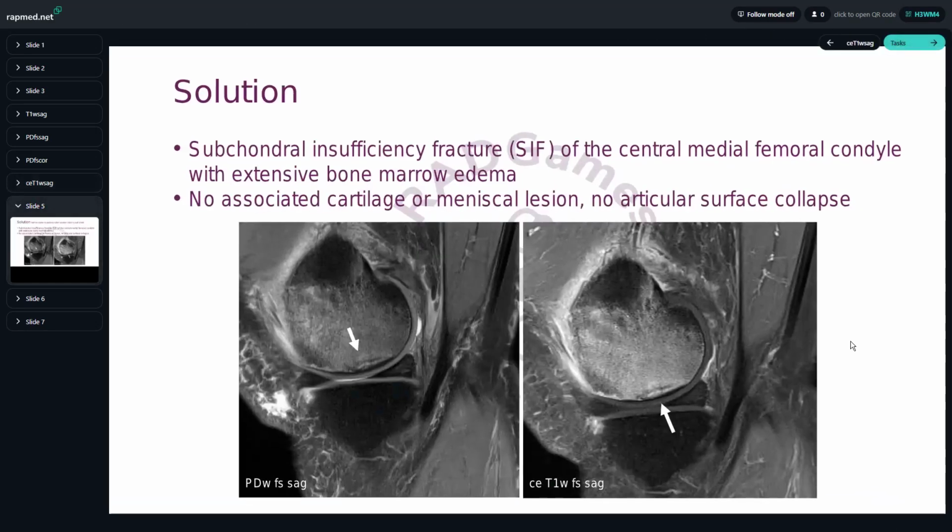Subchondral insufficiency fracture of the central medial femoral condyle with extensive bone marrow edema was the origin of pain in our patient, and there are no associated cartilage or major meniscal lesions and no articular surface collapse.